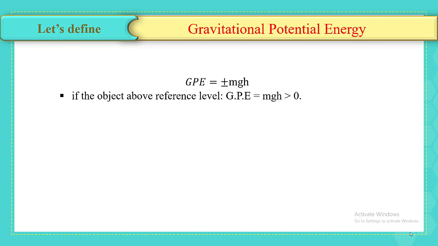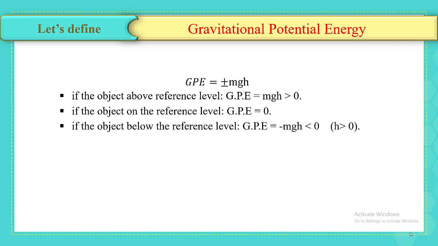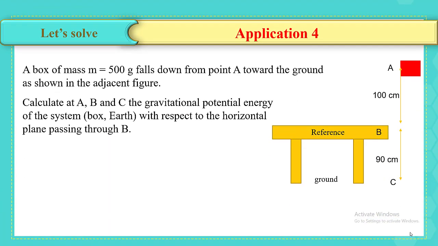If the object is above the reference, then the gravitational potential energy is equal to mgh. And if the object is on the reference level, then the gravitational potential energy is equal to 0, since the height is equal to 0. And if the object is below the reference level, then the gravitational potential energy is equal to minus mgh, and in this case it is less than 0.